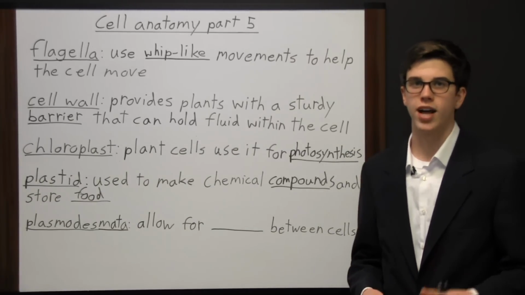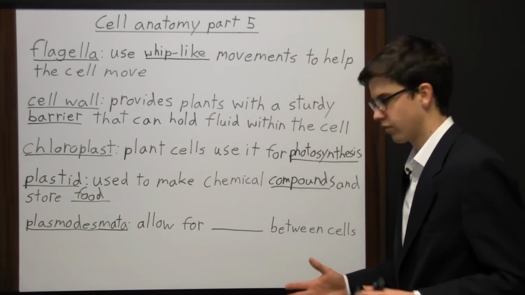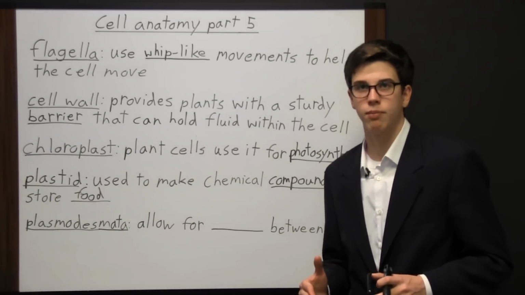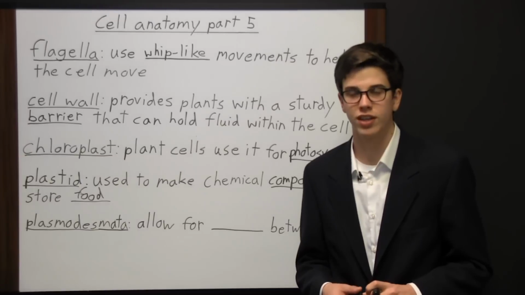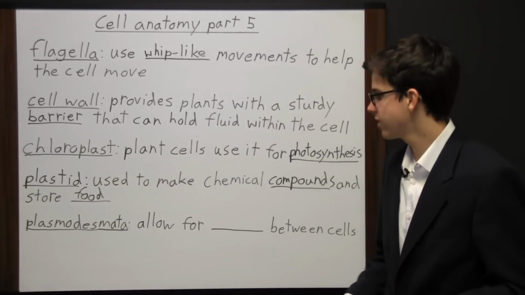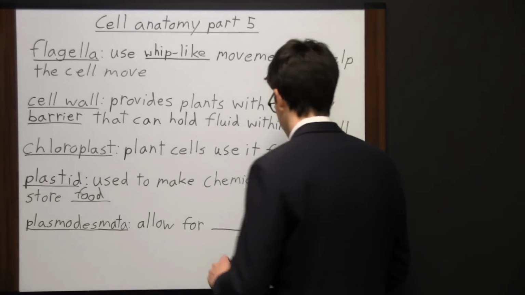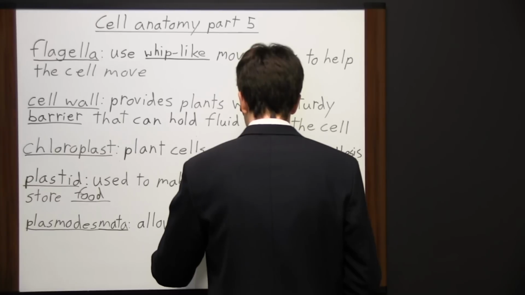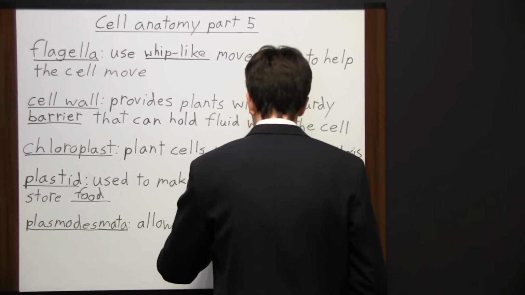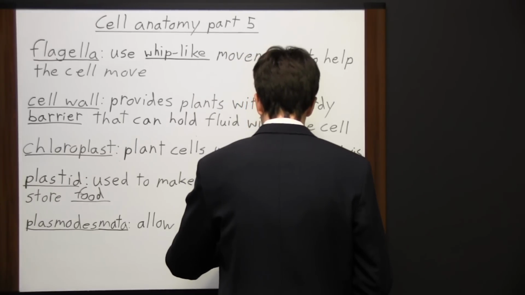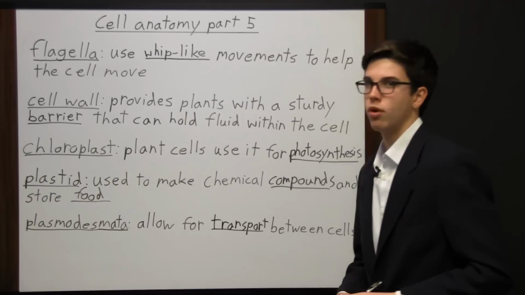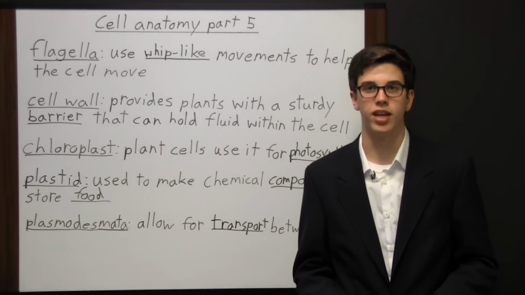And then we have the plasmodesmata, which has a really long name, but this is the name for the channels between the cell walls of plant cells, and they allow for transport between cells. So that's a look at some parts of cell anatomy.